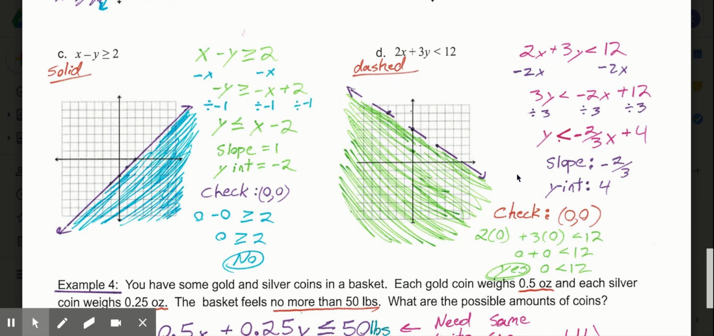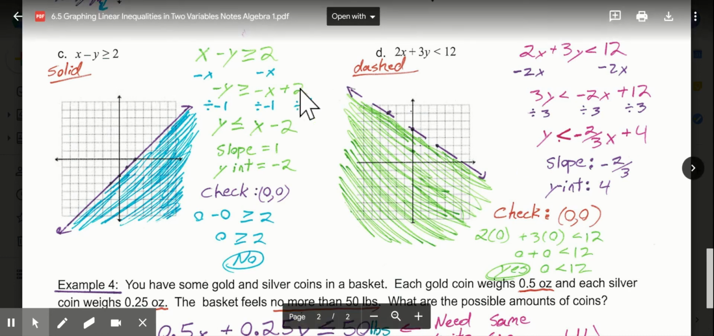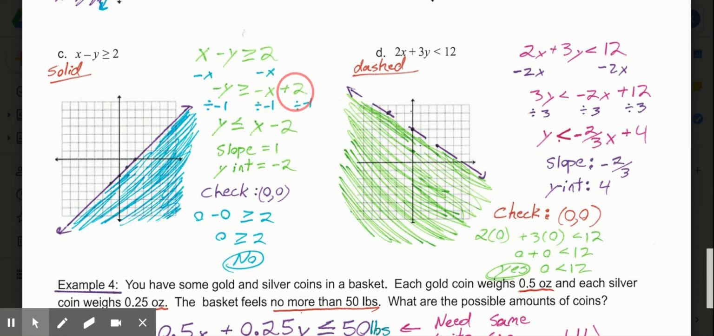Then our last two graphing examples, C and D. Again, in C, because it is greater than or equal to, we'll have a solid line. And we need to solve for y. So our first step is to subtract x from each side. Then we have a negative y is greater than or equal to negative x plus 2.